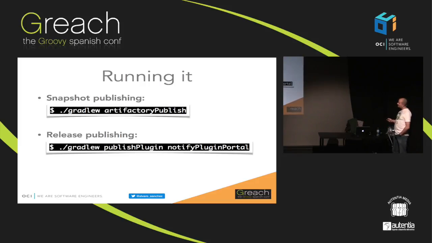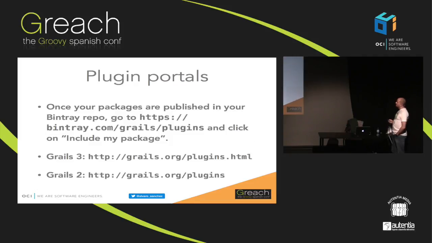And for releases, there are two Gradle tasks you can use. So one is publish plugin that will publish the plugin on Bintray under your repo, right? The other one is notify plugin portal, because there are two plugin portals. So for Grails 3, which is the topic of the talk, once your packages are published under your Bintray repo, so for instance, bintray.com/alvaro/plugins, then you'll see your packages there. You'll see, for instance, Spring Security and the version of the package.